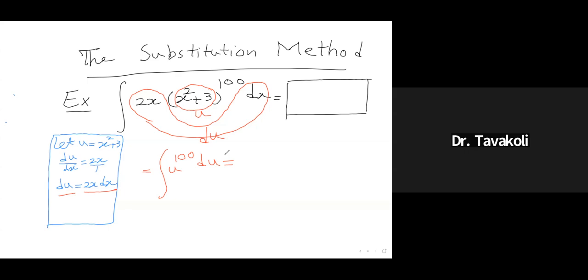Now we can deal with this using the power rule, right? For u to the power of 100, the antiderivative is u to the power of 101 all over 101, and then plus c.